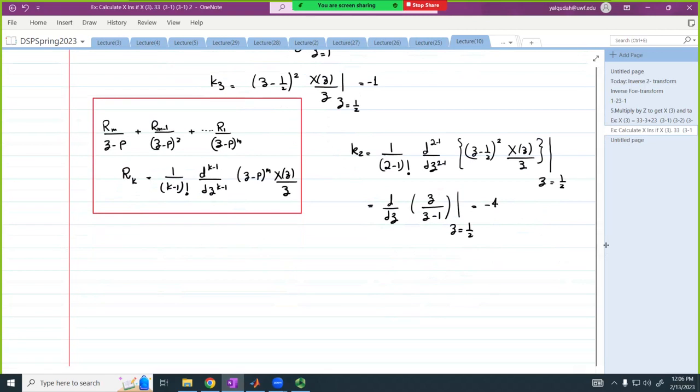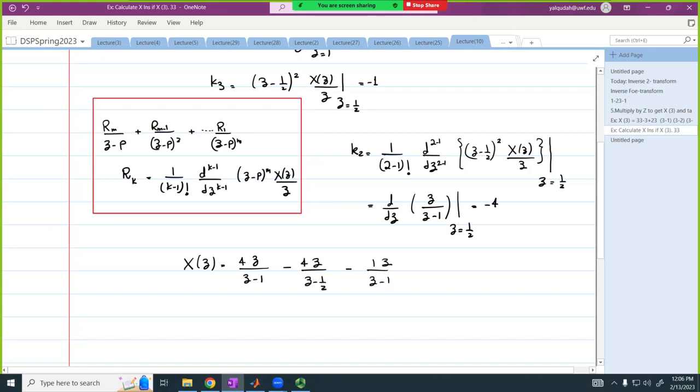So therefore, we can come to X of z, multiplied with z again. We're going to have 4z divided by z minus 1, plus K2, which is negative 4, divided by z minus 1/2, minus K3, which is minus 1, z divided by (z minus 1/2) squared.